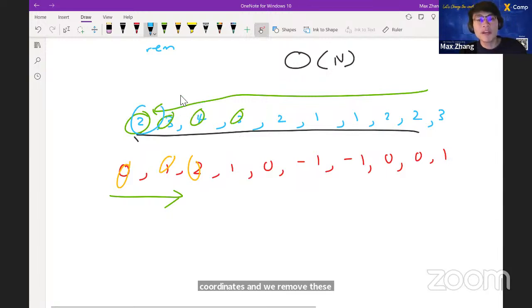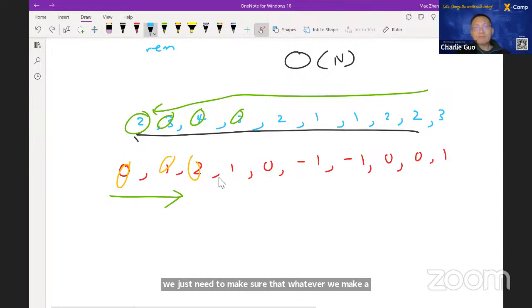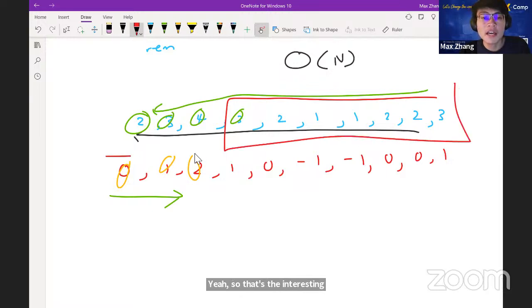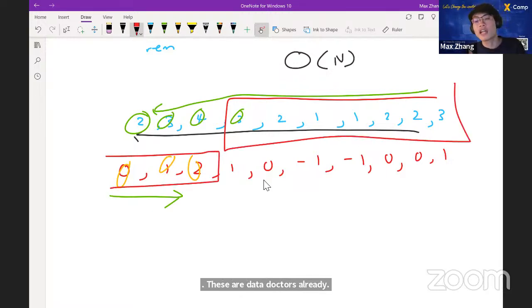And then we just need to make sure that whenever we make a change, the change needs to be such that it lines up. So we're trying each position and making a change. Yeah, that's the interesting thing: at any point, our data structure will already have the entire suffix and this prefix so far inserted, and it will have automatically computed the number of duplicates.